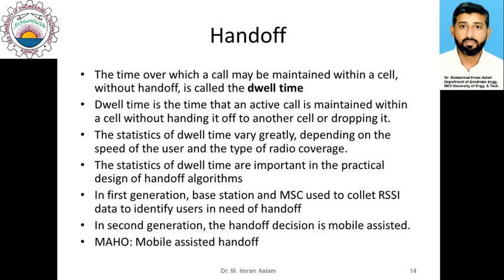While talking in terms of handoff, there are certain terms. One of the important parameters is known as dwell time. Dwell time is actually a random time, but it gives the statistics of a call in a particular cell. We define dwell time as the time over which a call may be maintained within a cell without handoff. Alternatively, dwell time is the time that an active call is maintained within a cell without handing it off to another cell or dropping it.